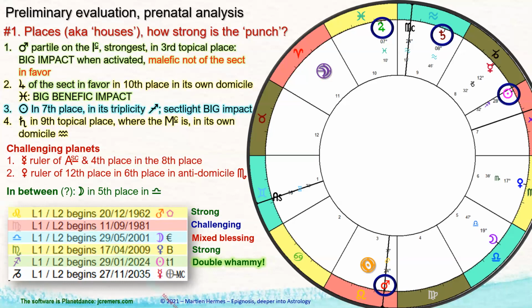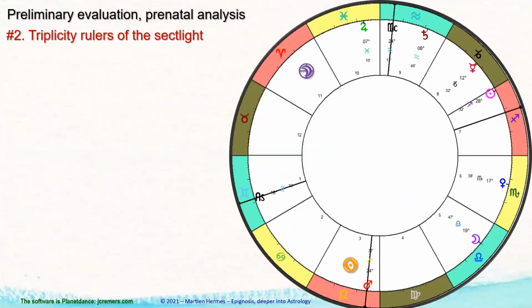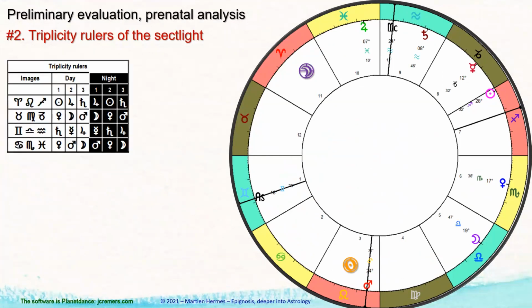Oh no, no, please. And then we come to Capricorn again, and that will be a mixed blessing in the sense that Mercury, of course, being there is an important planet, but it's also the fortune 10th. But I will explain that in the next slide. So, yeah, okay. Now, again, another analysis, a preliminary evaluation is looking at the triplicity rulers of the sect light. Okay, so these are the triplicity rulers.